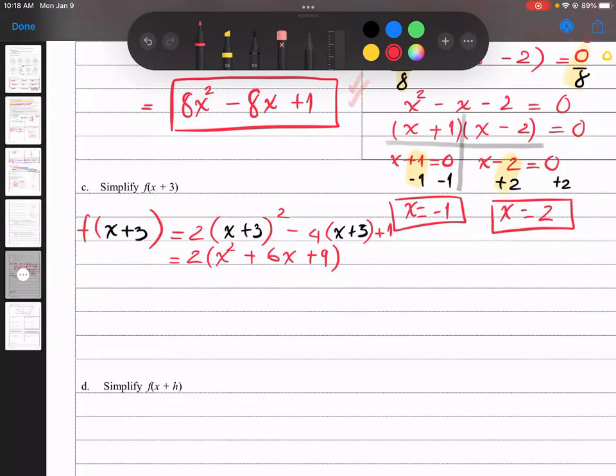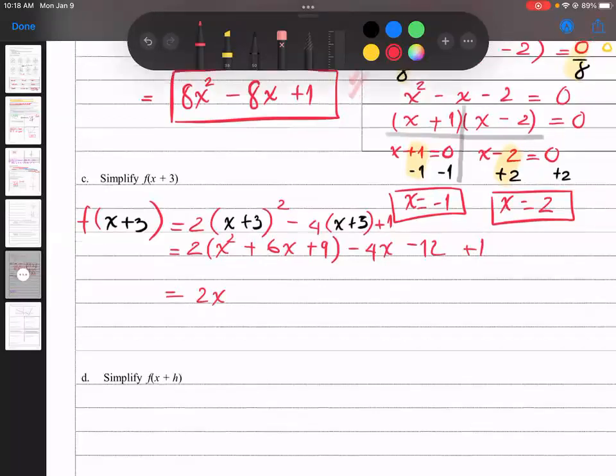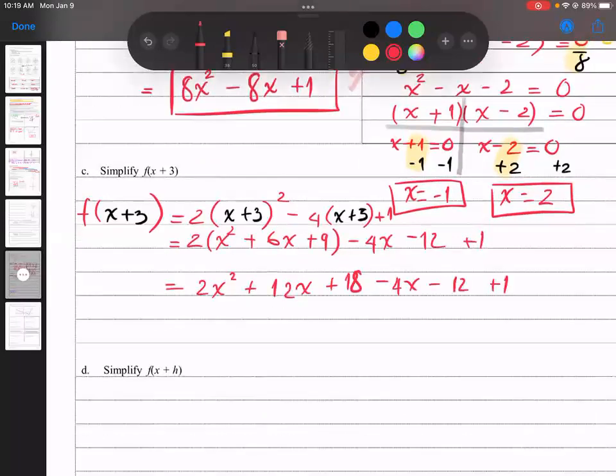Minus 4x plus 12 plus 1. Distribute the 2, so I have 2... minus 12, thank you very much. 2x squared plus 12x plus 18 minus 4x minus 12 plus 1.